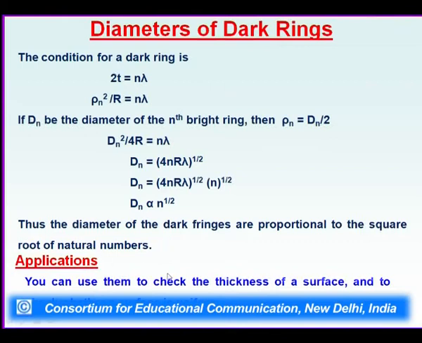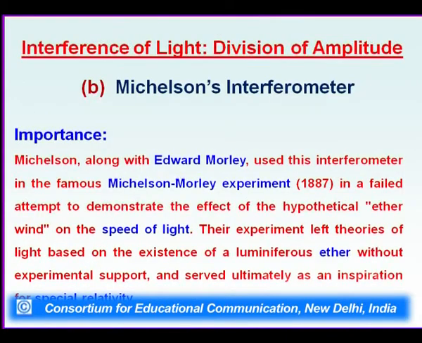What are the applications of interference in the Newton's ring experiment? By using this we can check the thickness of the surface and check whether the surface is uniform or not. These are the applications of the interference.